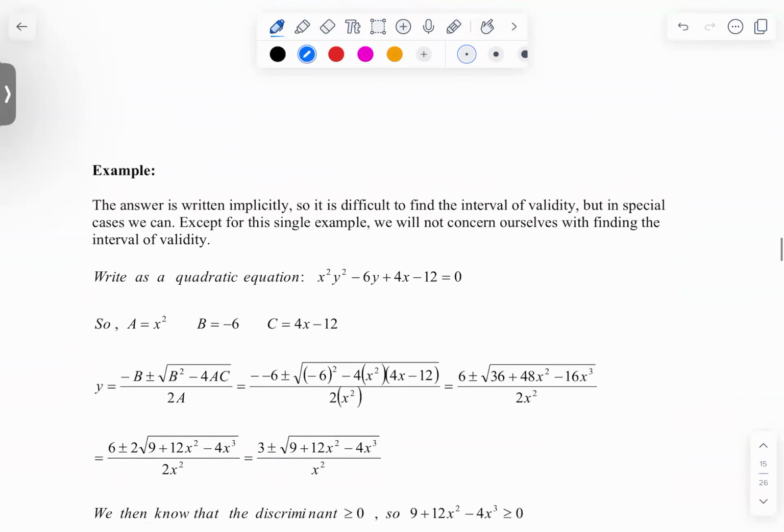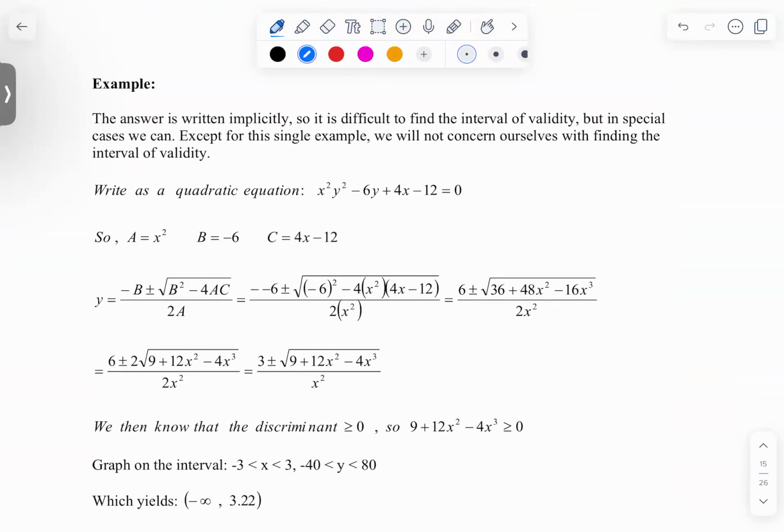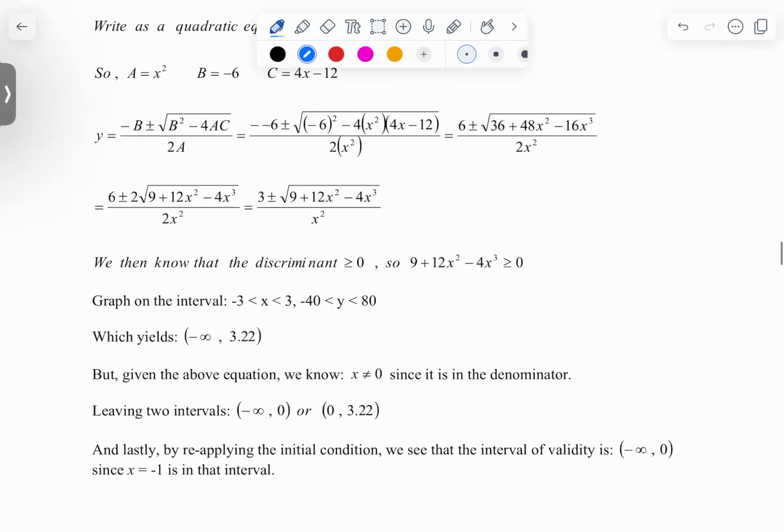The only way to actually do this is essentially the quadratic formula. A is x squared, B is -6, and C is the last piece, 4x minus 12. I brought that over. I can then solve this down, and notice I just wrote this out for us. So this is in the lecture notes. I get a bunch of x's inside there, and I simplify this thing down.